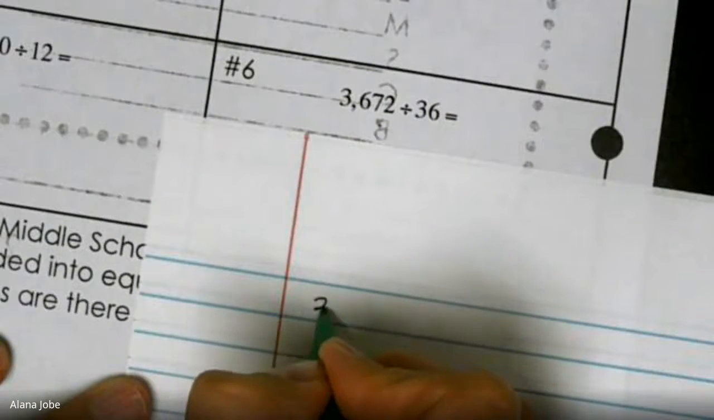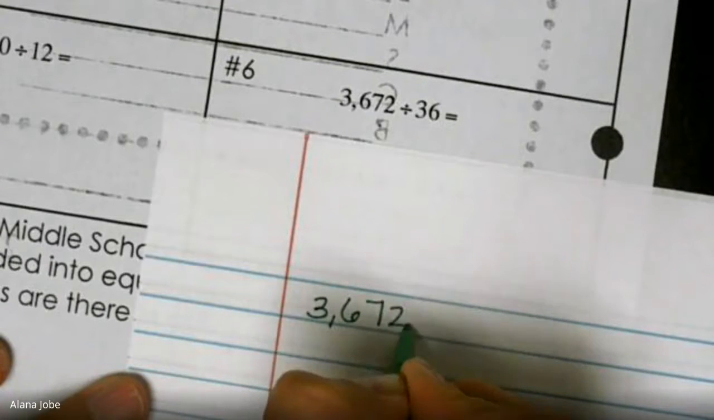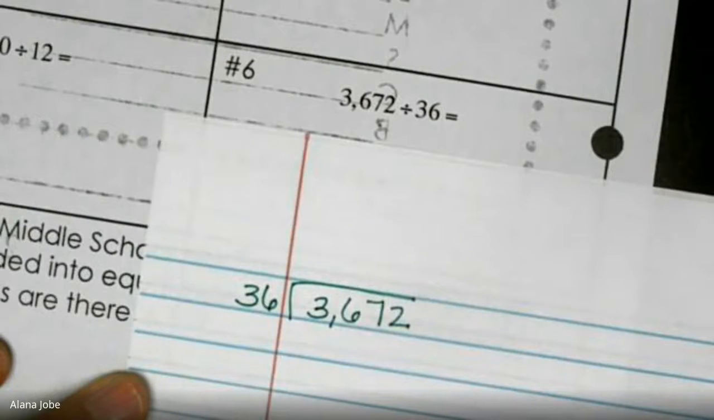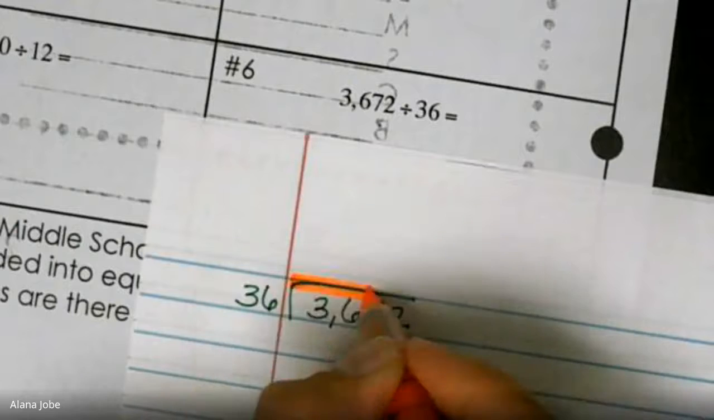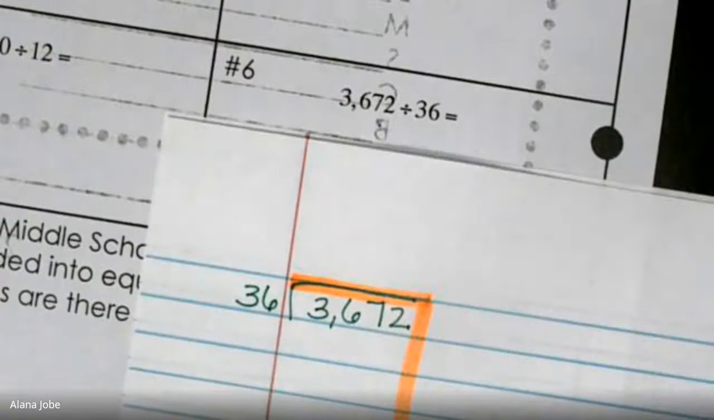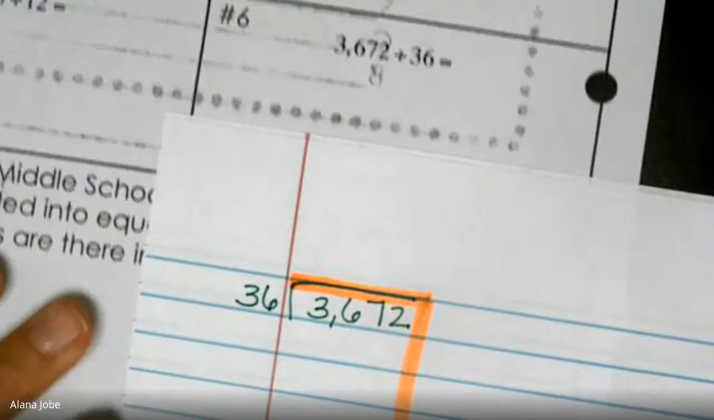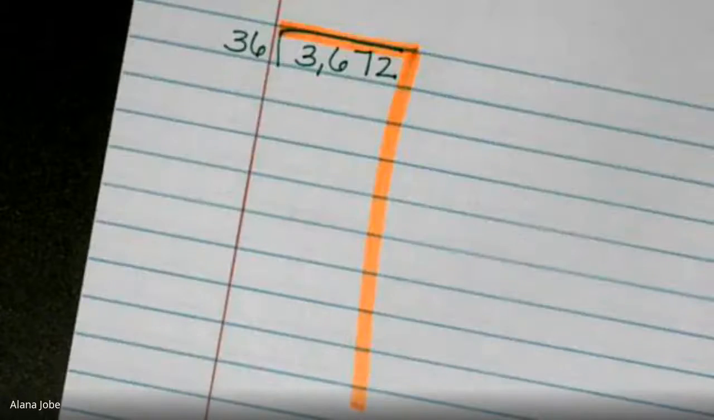So we have 3,672 divided by 36. Now, some students learned this method as the big 7, and here's why. Because you can draw a big 7, and we're going to use this space to do our problem. So I'm going to move this out of the way so that we have more space to see how we're going to solve this.